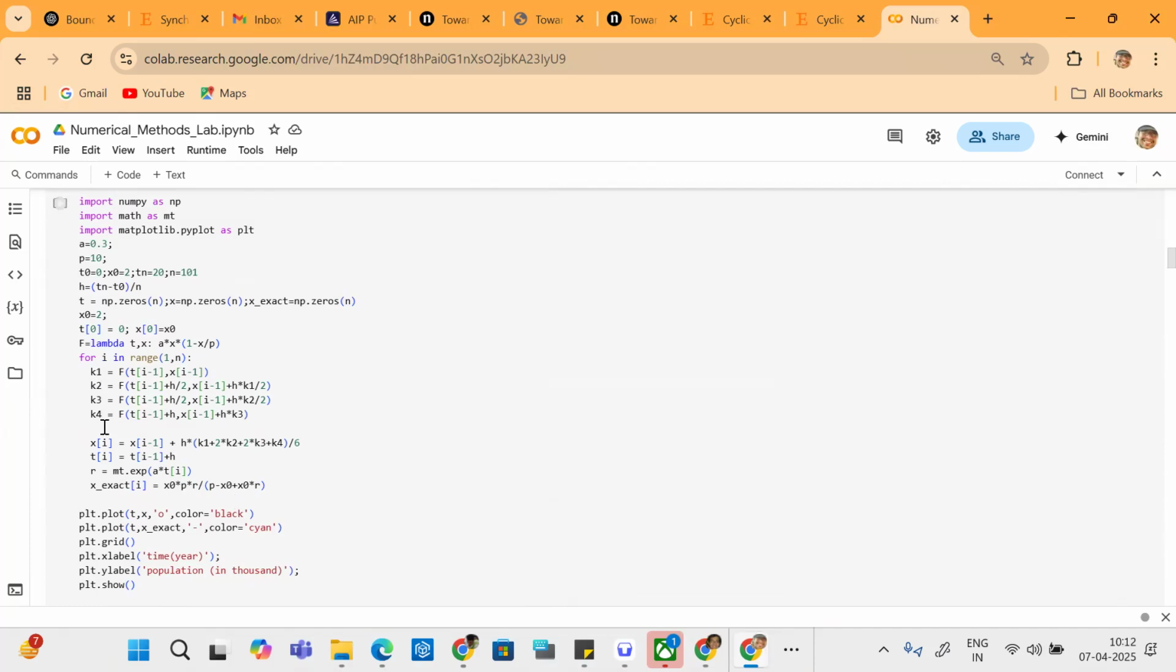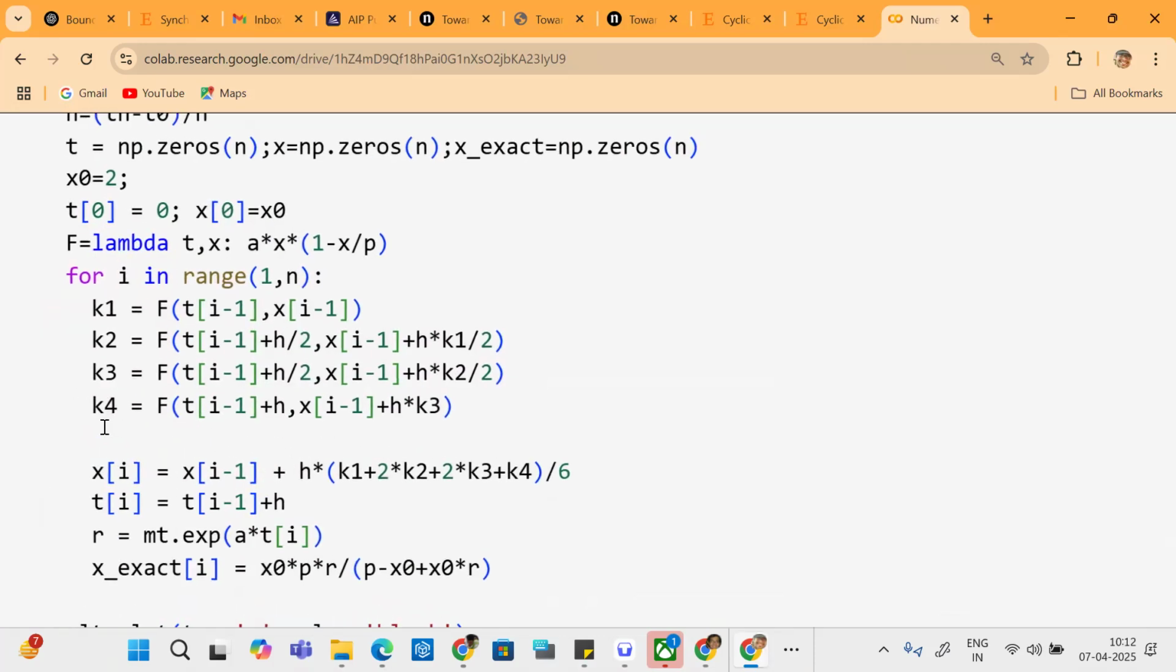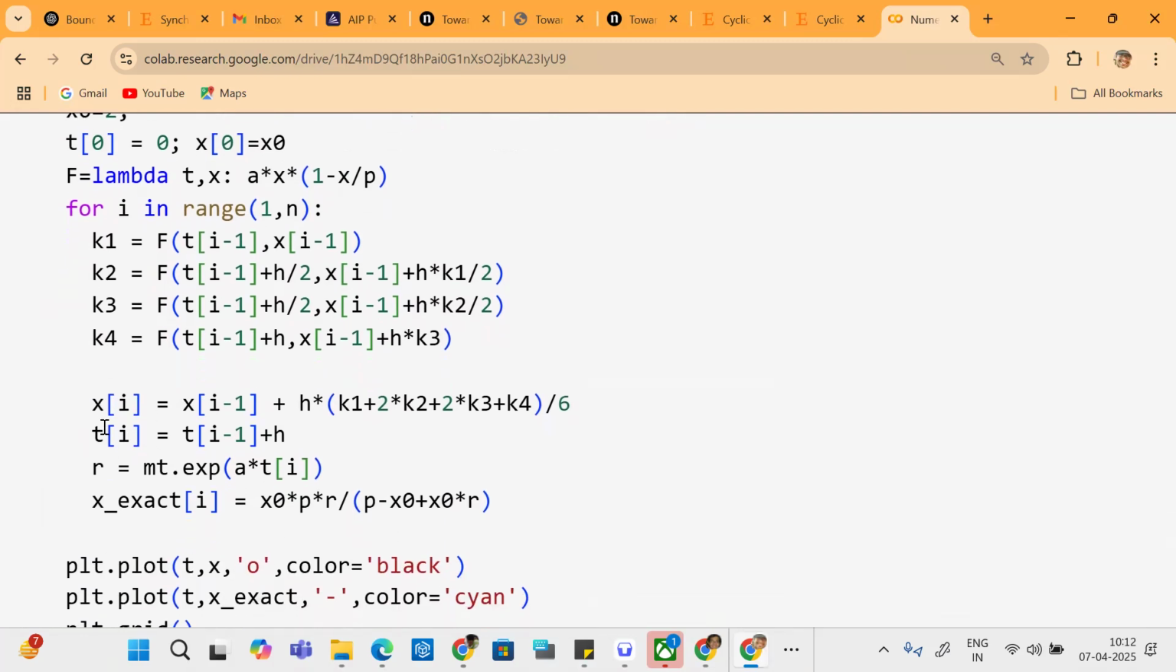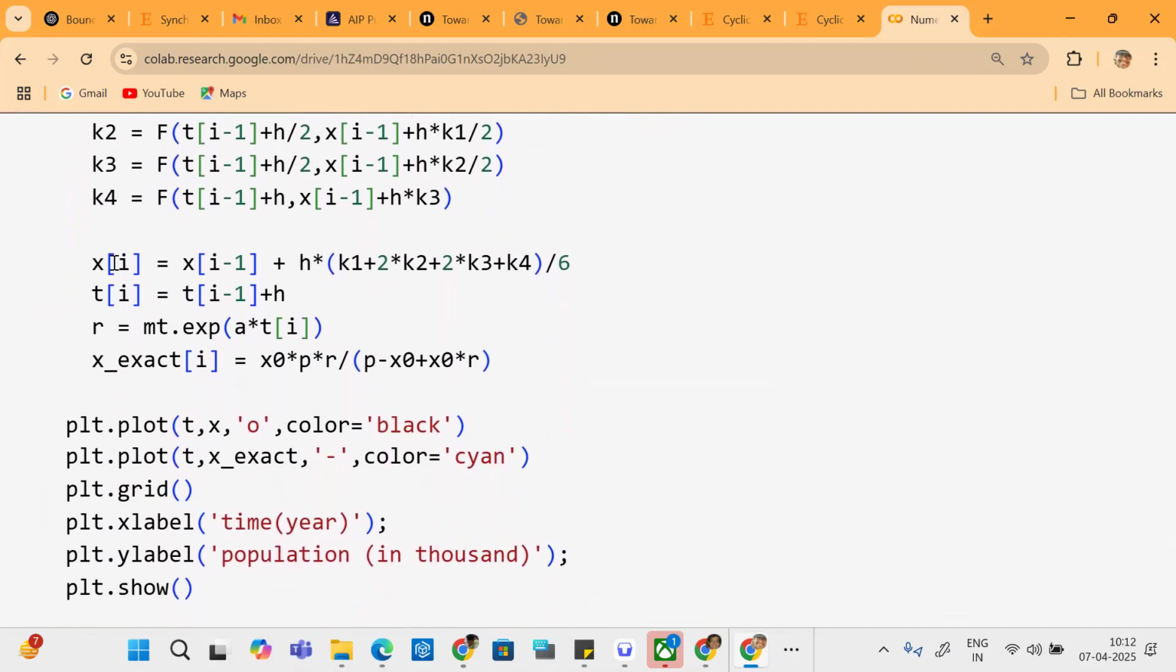K1, K2, K3, K4 I have computed. You can check these Kis. Okay, I hope these are correct. Fine. So then you have to just use this formula: Xi is that formula divided by 6. And Ti plus 1 is Ti plus H. The step size will increase, and for those Ti values, you have to compute what is X.